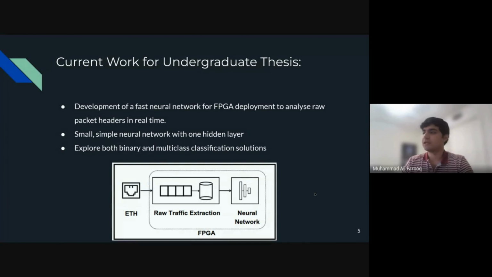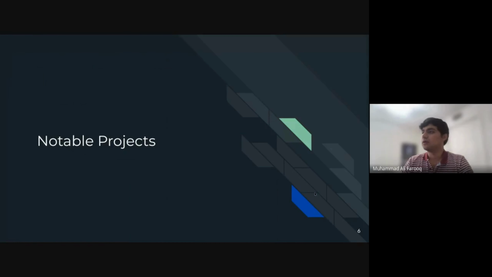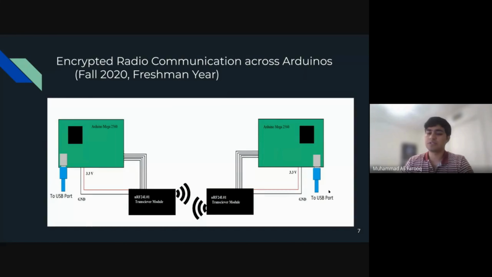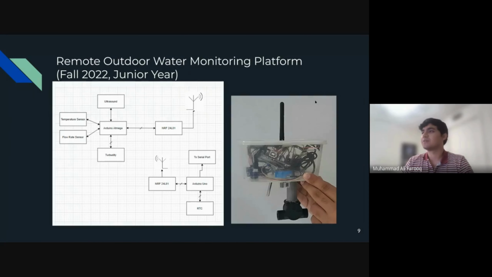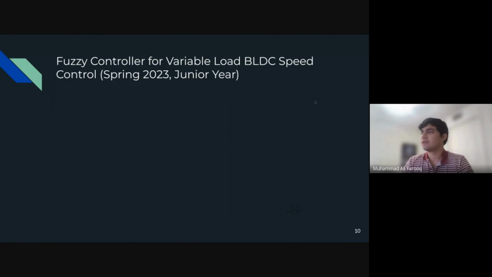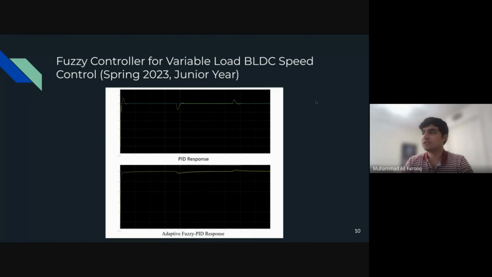My current work is my undergraduate thesis, and then I go through some projects I did throughout my bachelor's degree. These don't have to be big projects. These are my semester projects, none of them huge projects that led to a publication. But he really liked them for some reason. So my freshman year first semester project, third semester, fourth semester. So you just need to put this in.